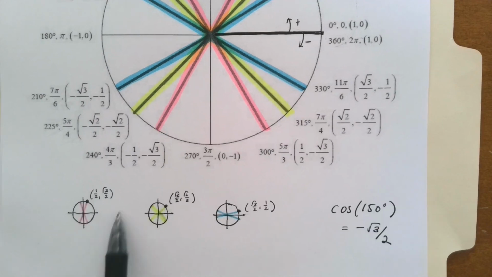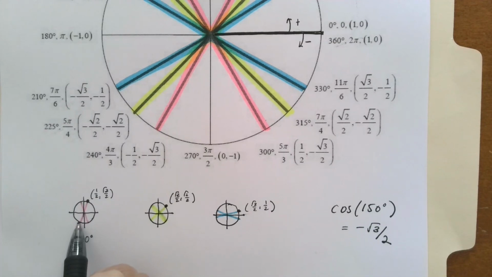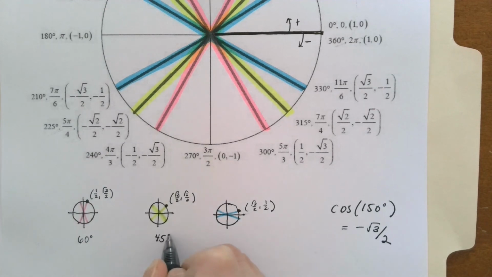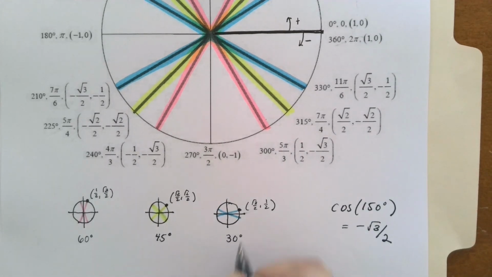So all 4 of the pink angles share coordinates with 60 degrees. And then you just decide, okay, if it's down here, its sine and cosine are both negative. So you just put negative signs where they should be. And then same thing here, they all have the same values as 45 degrees, give or take some minus signs. And then this one is 30 degrees.